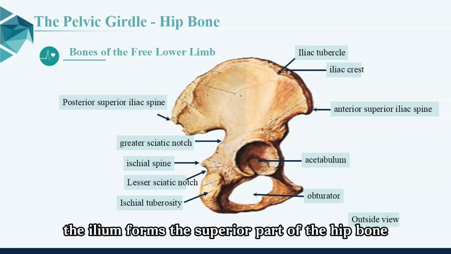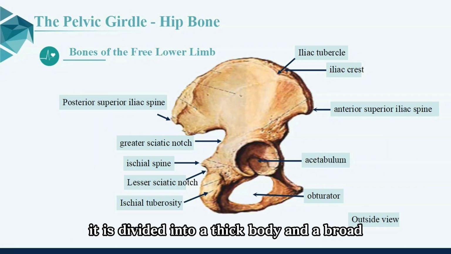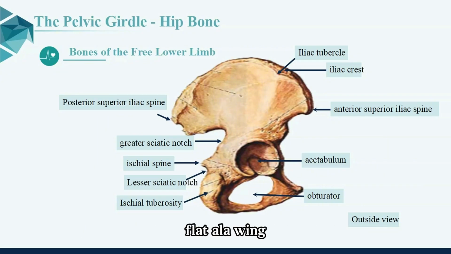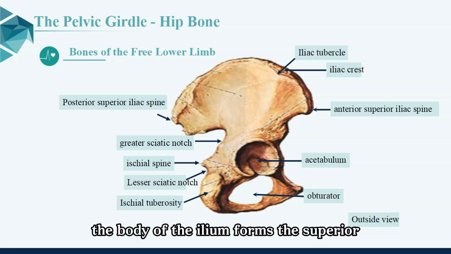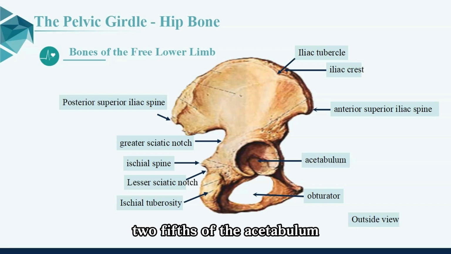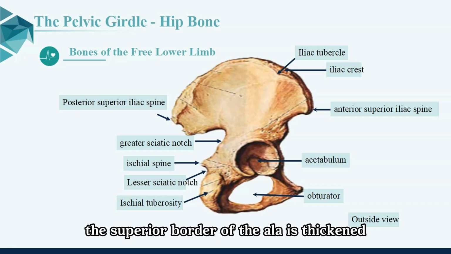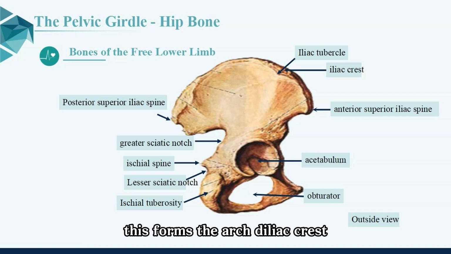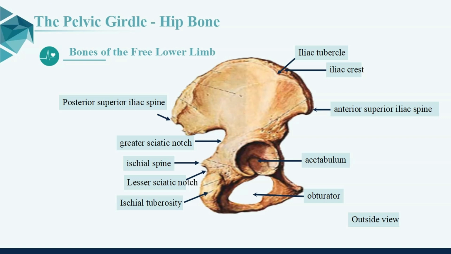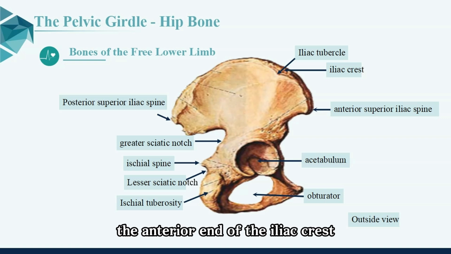The ilium forms the superior part of the hip bone. It is divided into a thick body and a broad, flat ala, wing. The body of the ilium forms the superior 2/5 of the acetabulum. The superior border of the ala is thickened. This forms the arched iliac crest. The anterior end of the iliac crest is the anterior superior iliac spine.